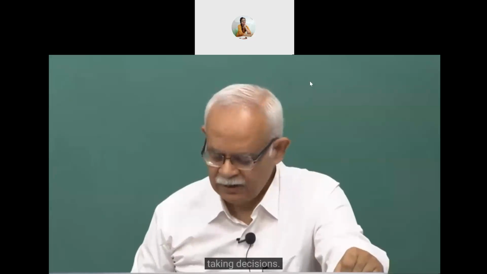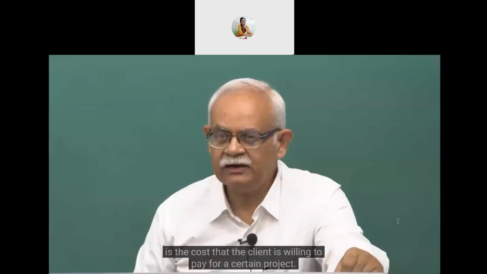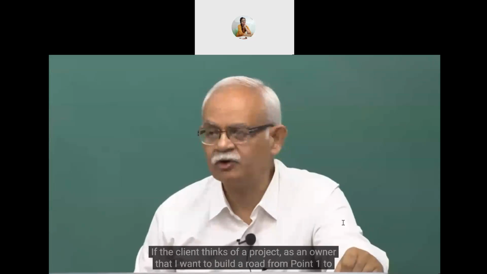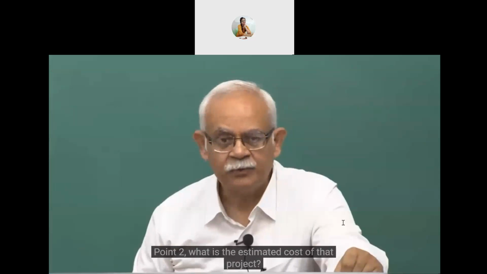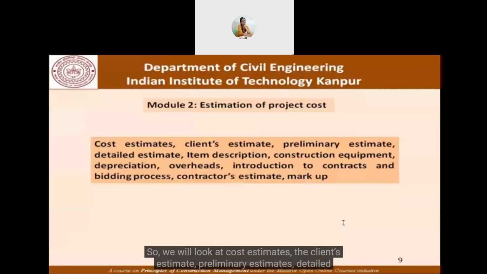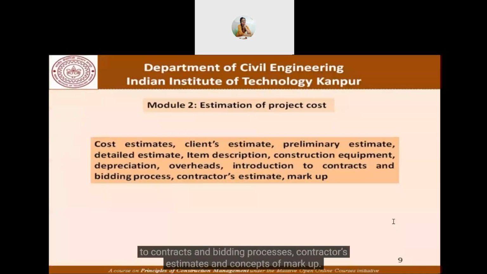So as far as the second module is concerned, which will deal with estimation of project costs, we must remember that the cost of a project has at least two sides to it. One is the cost that the client is willing to pay for a certain project. If the client thinks of a project as an owner that, okay, I want to build a road from point one to point two, what is the estimated cost of that project? So we will look at cost estimates, the client's estimate, preliminary estimates, detailed estimates, item description, construction equipment, depreciation, overheads, introduction to contracts and bidding processes, contractors' estimates, and concepts of markup.